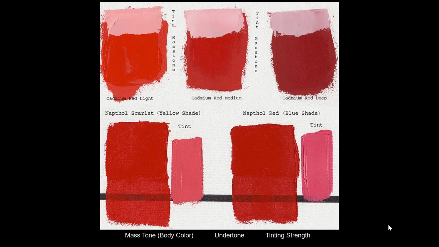So yes, cadmium red deep is a red. Its mass tone, its body color is a straight but dark red. But you can see that it has an undertone, a sort of hint of purple compared to the undertone of cadmium red light, which is more orangey. So the undertone is which way does that color lean.